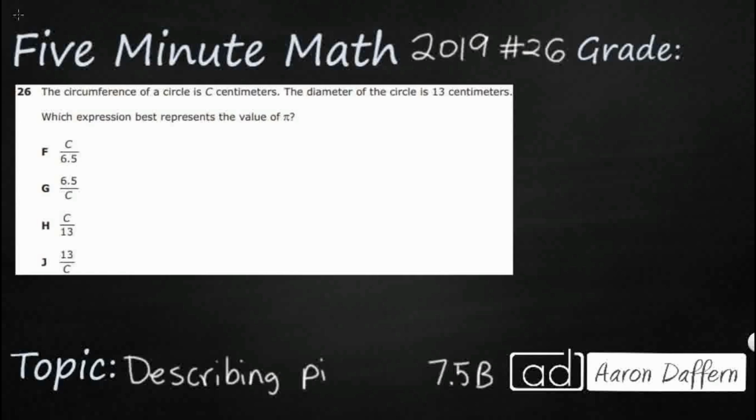So we have just a few terms that we need to make sure we understand here. The circumference of a circle is c, so they're not even going to give us a number there. It's just c centimeters. We have a diameter, and that's 13, so that's at least a number we can work with. And then we need to find the value of pi.